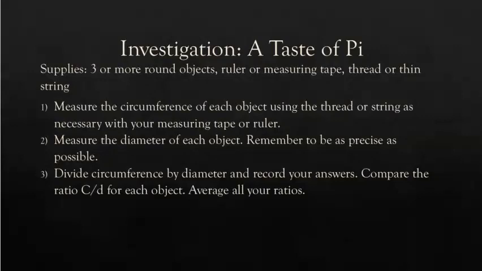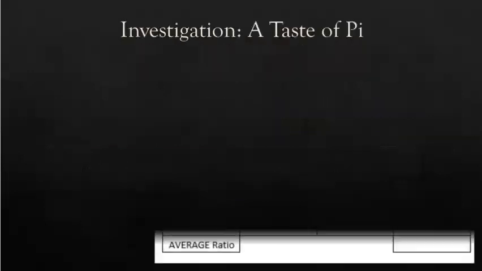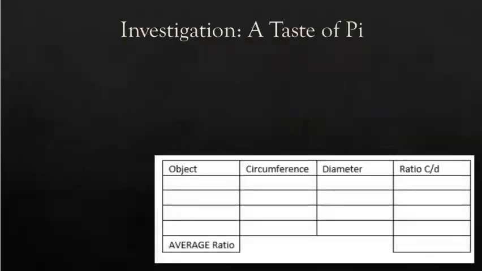Remember, be as precise as possible in these measurements. You want to go down to the smallest marking on your ruler, and even sometimes you can estimate between the smallest marking to get a very accurate number. Divide the circumference by the diameter and record your answers. Compare this ratio of circumference divided by diameter for each object. At the end, average all your ratios and see what it is. So here is our chart that we will record our data on.